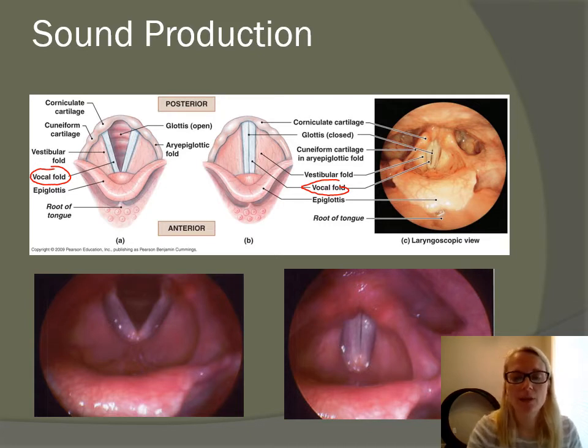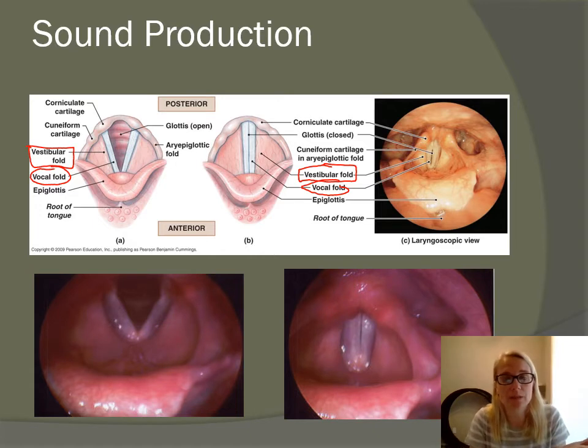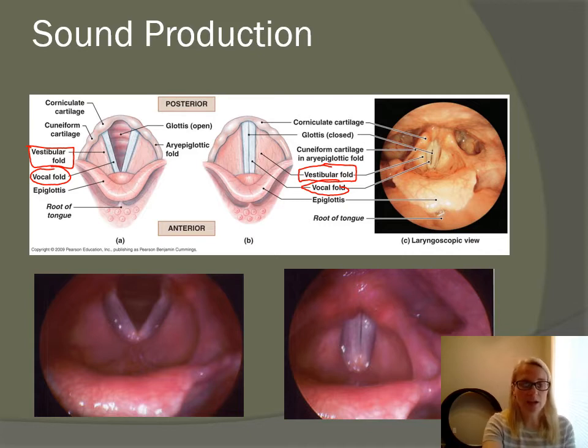The other folds are called vestibular folds. So here's the vestibular folds. They kind of fill up the rest of the space of this kind of doorway down into the trachea. So these are sometimes called the false vocal cords because they are not vibratory. They don't vibrate to make sound, so they do not participate in sound production. They are just more of the protective doorway so stuff doesn't go past in the glottis. The glottis is the actual opening.